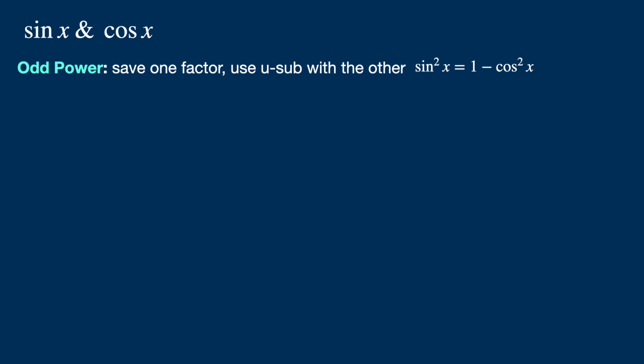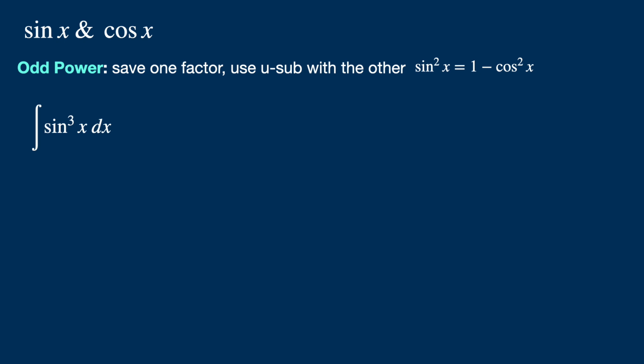First one is sine x and cosine x. They have odd power. So the strategy is going to be: save one factor, use it with the other, sine square x equals 1 minus cosine square x. So what does it mean by that? I give the example right there.